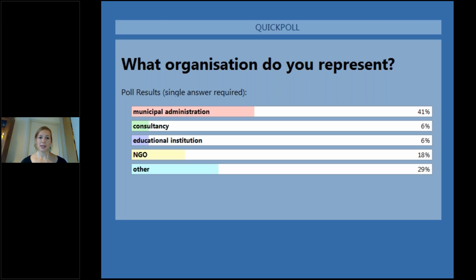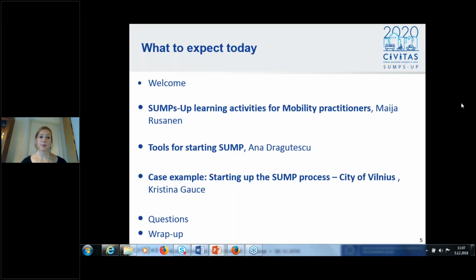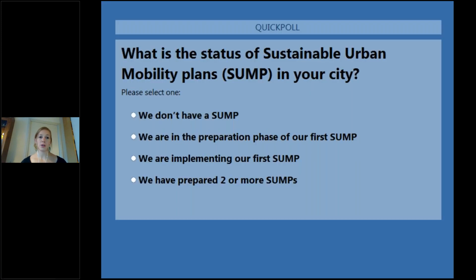Great, and now we go straight to the next one. As this webinar is on SUMPs, we would also like to know how the situation with SUMPs is in your city. What is the status of the Sustainable Urban Mobility Plan in your city? Do you have a SUMP? Are you in the preparation phase of your first SUMP? Have you perhaps already implemented your first SUMP, or have you prepared and implemented more? Please give us a short indication on that as well.